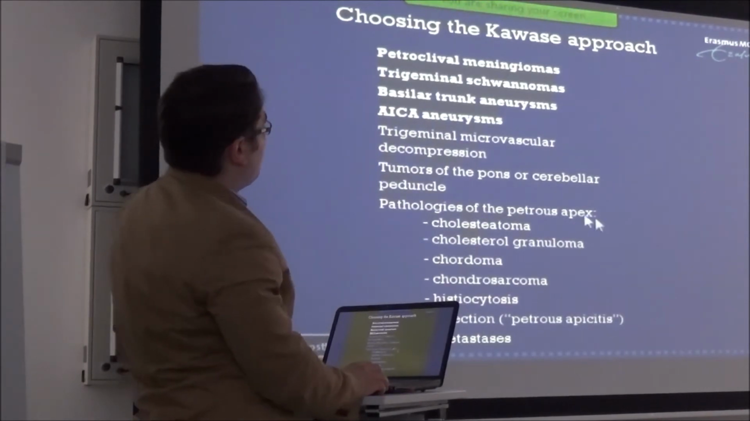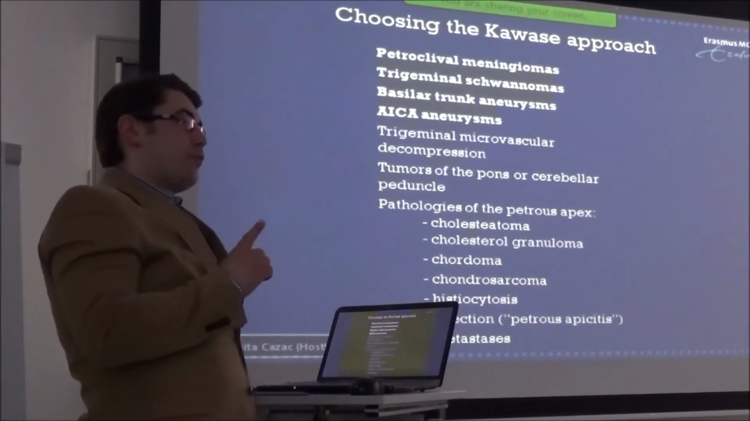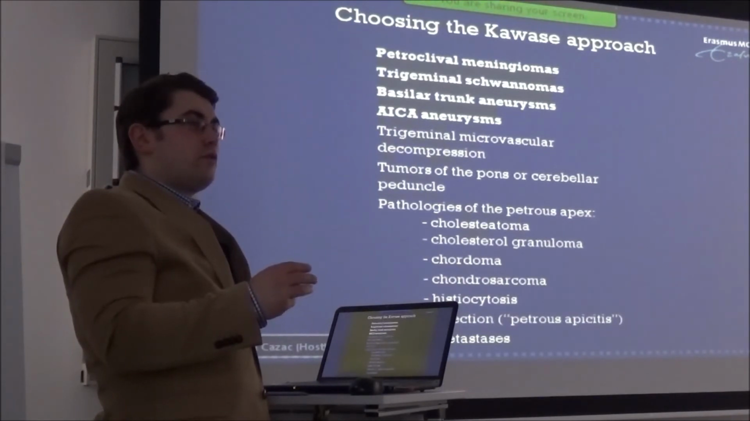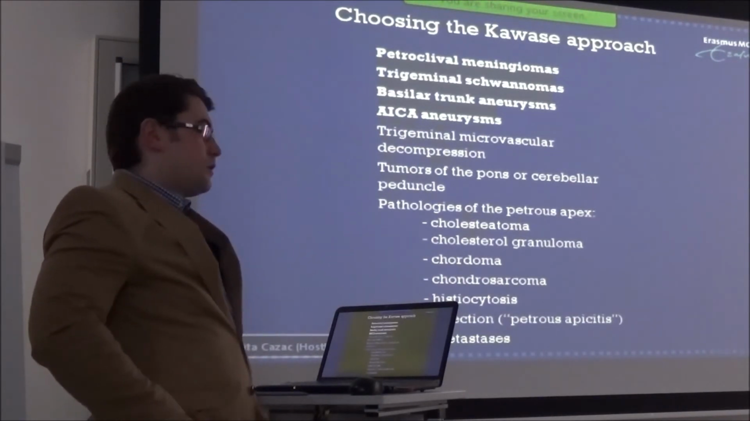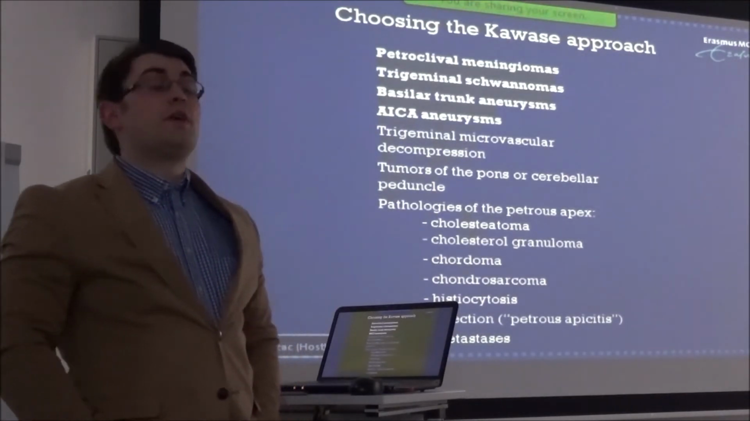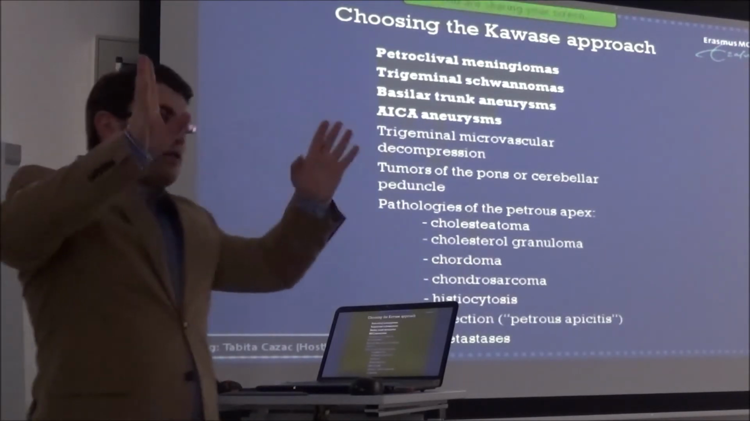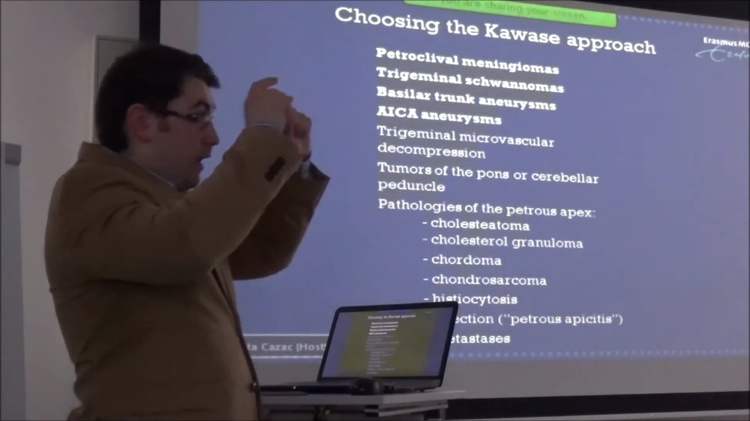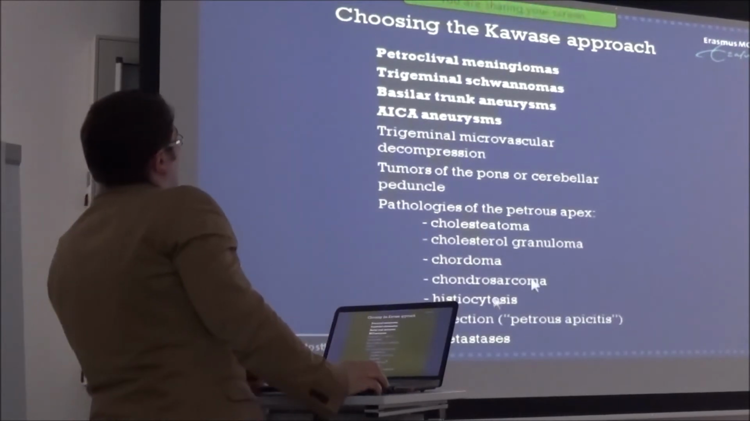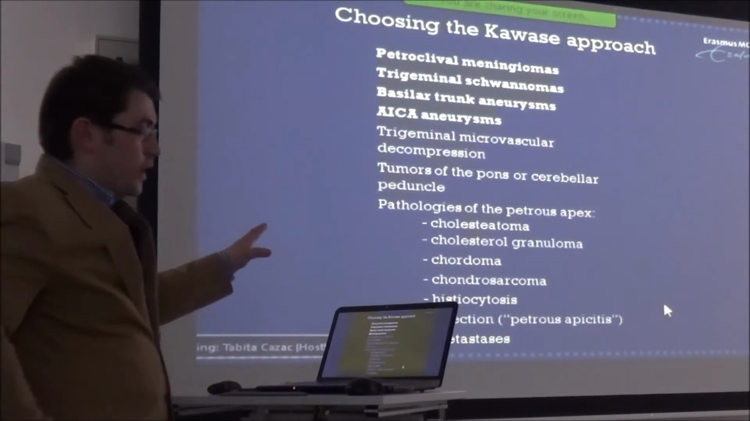The tumor of the pons or cerebellar peduncle, but which cerebellar peduncle? Because you can't approach all cerebellar peduncles via an anterolateral approach. Could you guess which cerebellar peduncle it is? This is also linked to the following presentation on the fourth ventricle. Middle one? Middle one, yeah. So the middle one's always outside. If you want to approach the middle one, you can't do it from inside the fourth ventricle. You have to do it from outside. And the superior and inferior ones we're going to see in the next presentation, they're lining the cavity of the fourth ventricle.